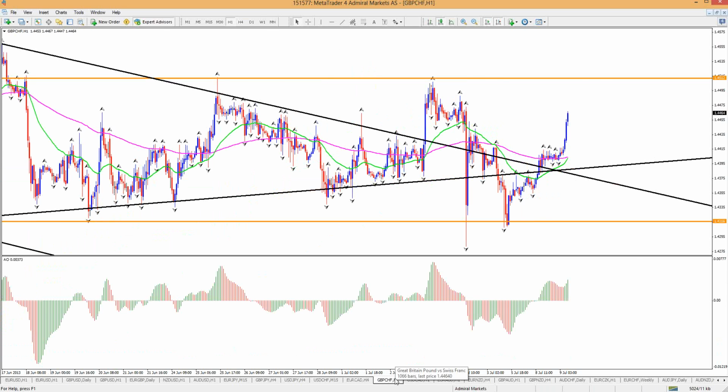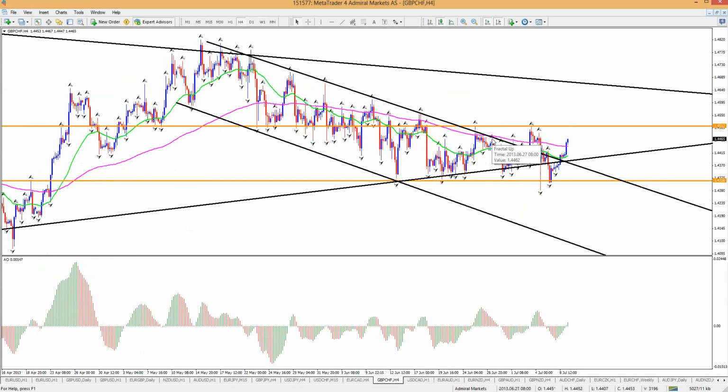Pound Swissy moving to the upside, but it's moving back to these tops. Well, if it would make a price action signal at these tops, that could be a good range trade back to the bottom. All right, but it's still not there yet. That's another 50 pips from there.